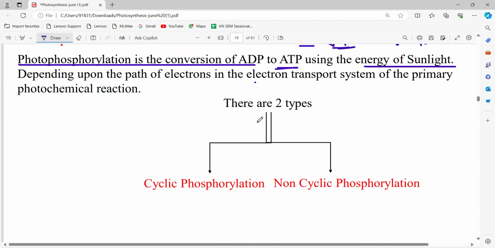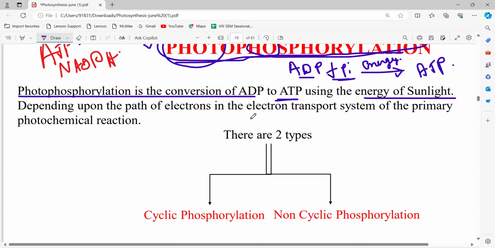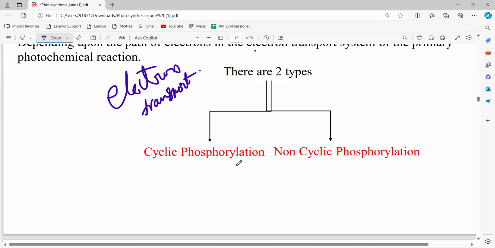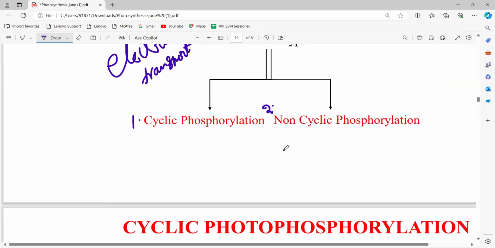Now this particular photophosphorylation, depending on how the electron is getting transported, we categorize into two types. One is called cyclic phosphorylation, another one is called, friends, non-cyclic phosphorylation. Very important, a unique statement that has to be remembered. Tell me, Anand, very correctly.